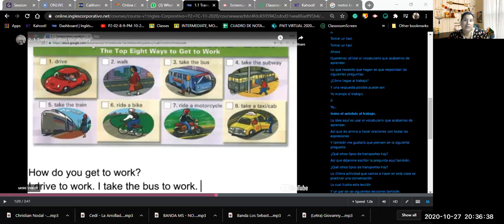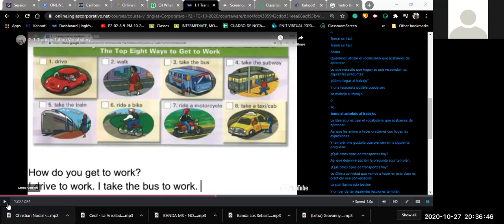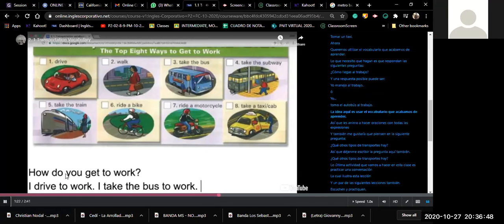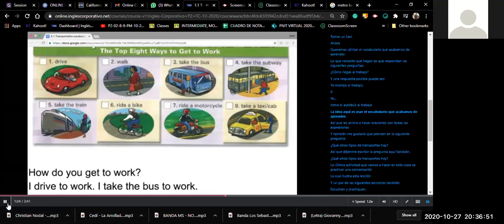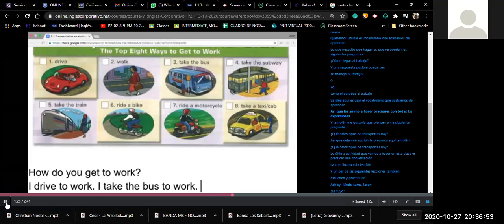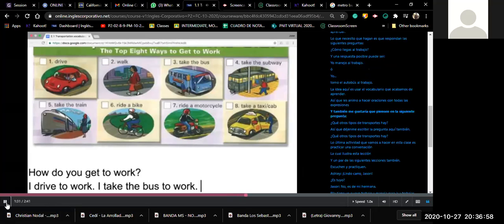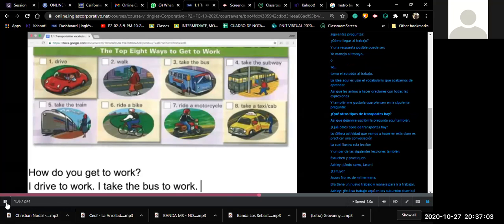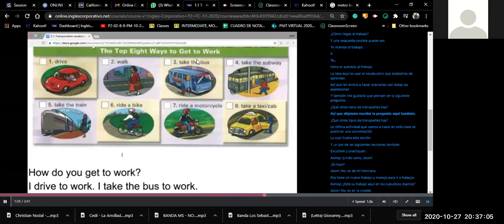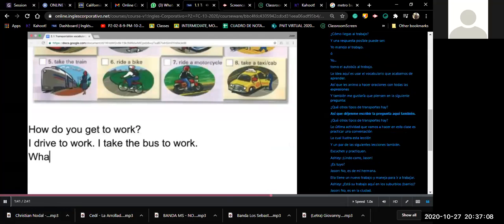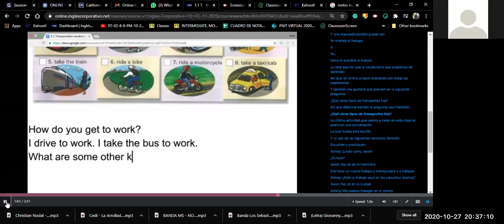I take Uber. I take taxi. I walk to work. I ride a bicycle to work. Okay. Very good. The idea here is to use the vocabulary that we just learned. So I would encourage you to make sentences with all the expressions. And also, I would like for you to think about the next question as well. What are some other kinds of transportation? So let me write that question here as well. What are some other kinds of transportation?